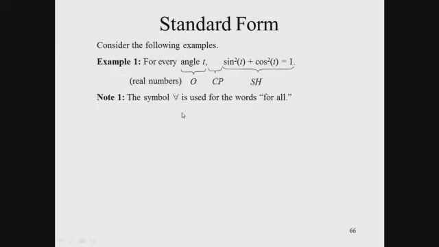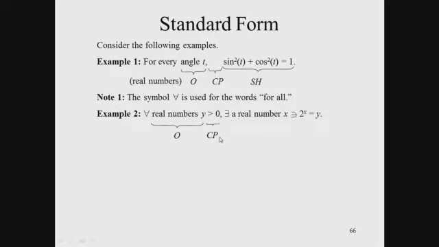Correct. Just as the quantifier there is written with a backward e, mathematicians use the symbol upside down A for the words for all. For example, for all real numbers y greater than 0, there is a real number x such that 2 to the x equals y. What are the objects here? Real numbers y. The certain property? Greater than 0. And the something that happens? There is a real number x such that 2 to the x equals y, everything after the certain property.